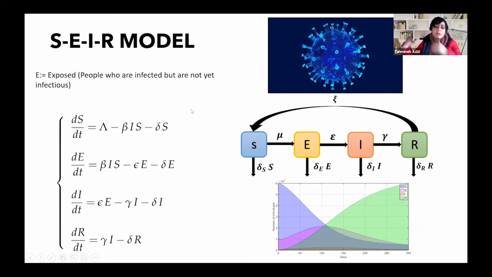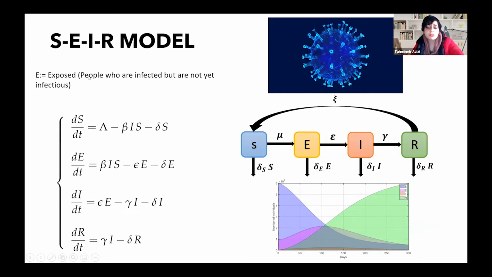For another type of model, we may have exposed people, people who are infected but not yet infectious. I think for a cold we don't use this SEIR model. It depends on the type of disease. So as you see, I have a new compartment, and I write down the system of equations based on what is going on inside of the compartment, and based on all of this, we can easily write the equations. And this is a numerical simulation of this model.